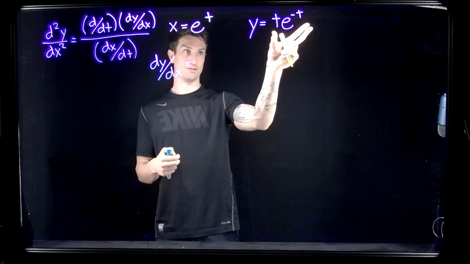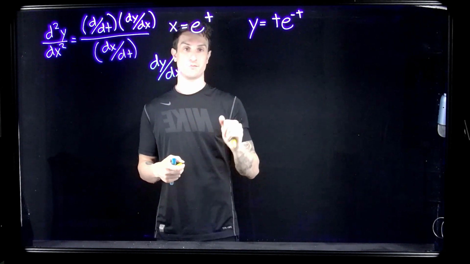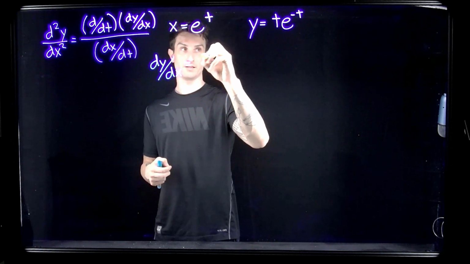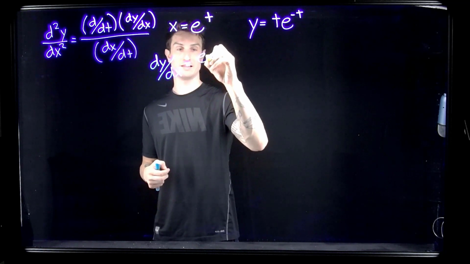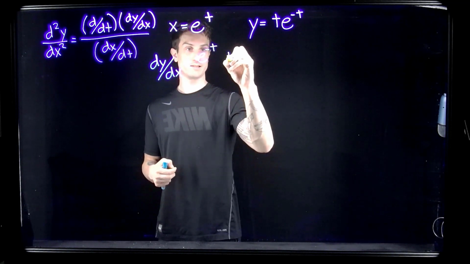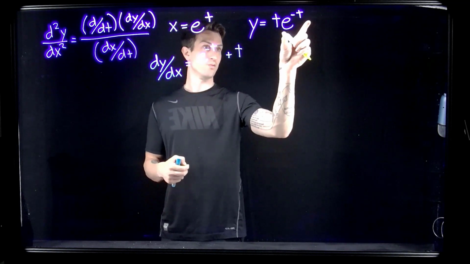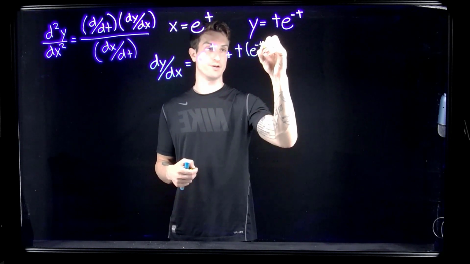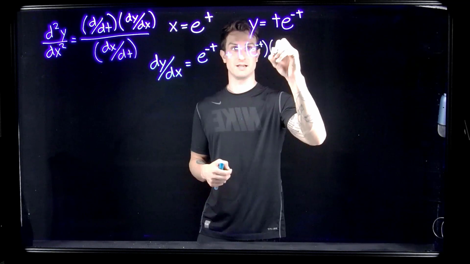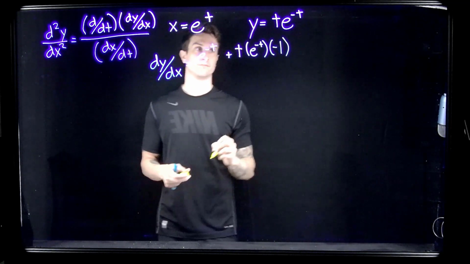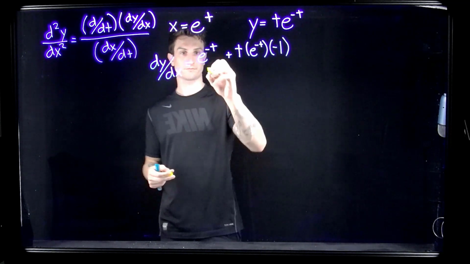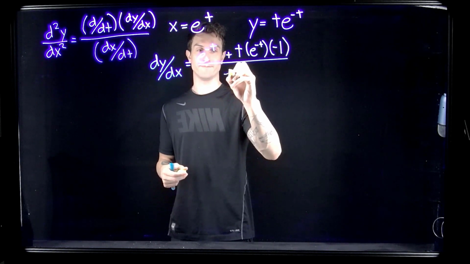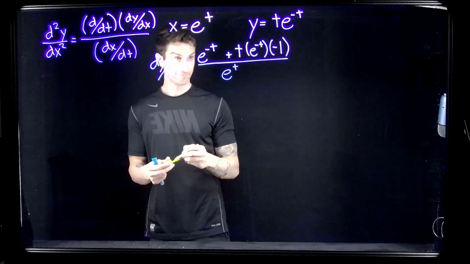So what do we have here? Right, we have this product rule. So derivative of the first is going to be 1 times the second one stays the same. So we have e to the -t plus, now t stays the same. We have e to the -t stays the same, but remember the chain rule part here. So times -1. And we're going to divide that by e to the t.